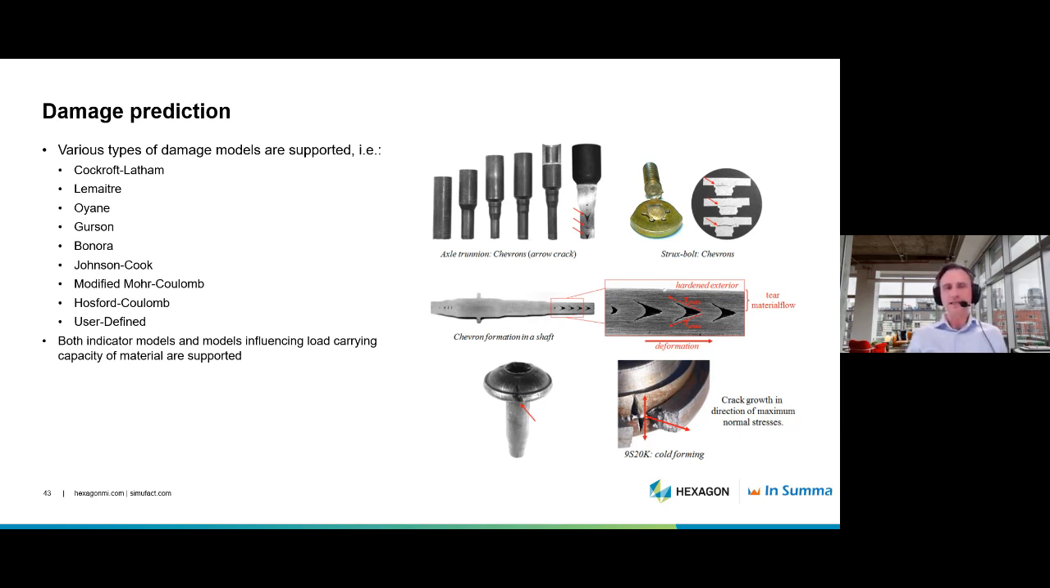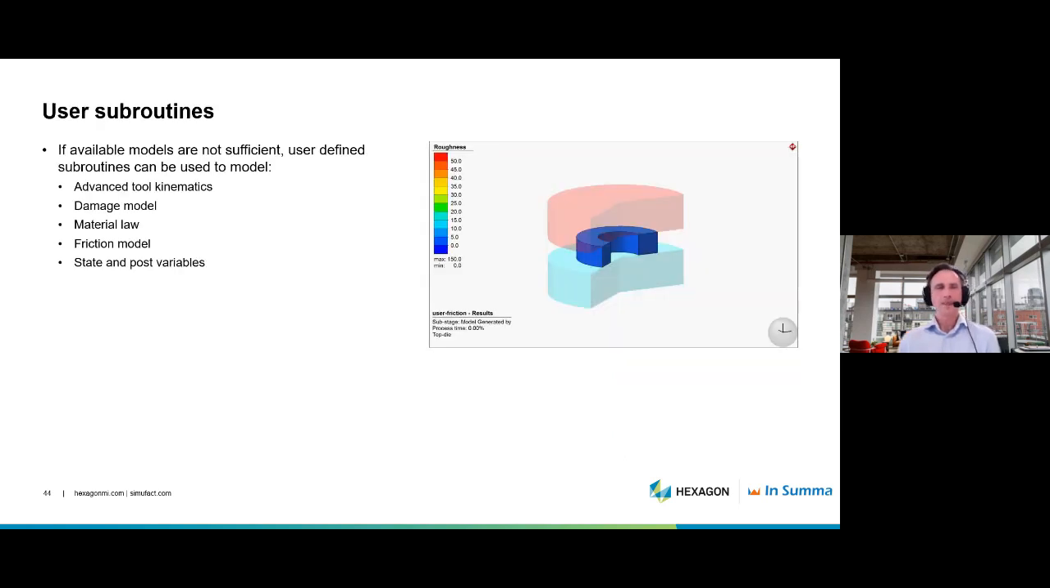You can have an indicator type of model where you can predict the amount of failure or damage you can get, or you can say I fully couple my damage to my analysis, and then I look at the changes in the properties of the material during the process itself. So you can have two types of approaches here which can easily be simulated.